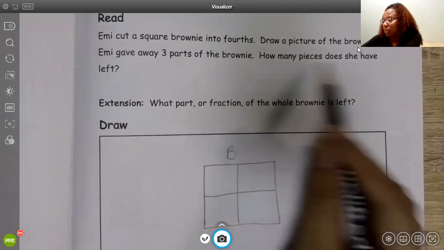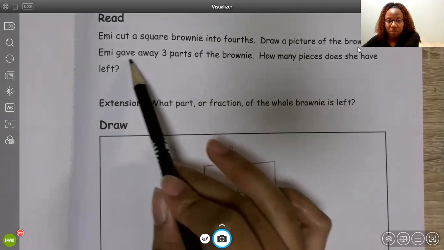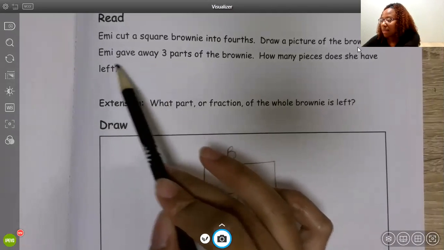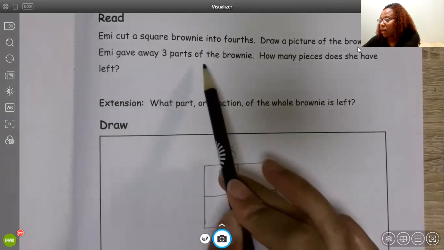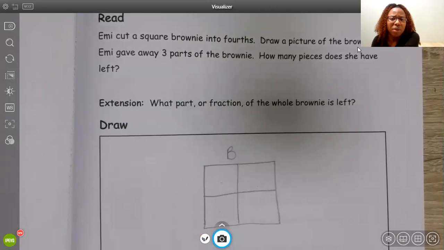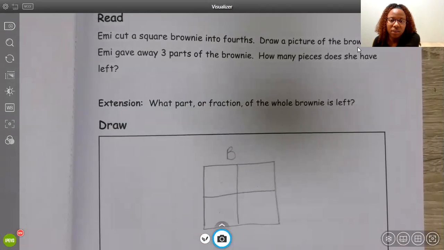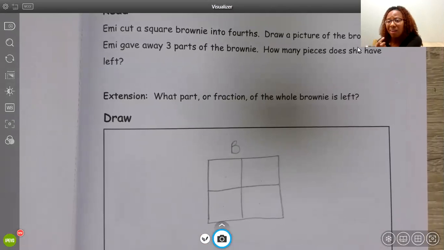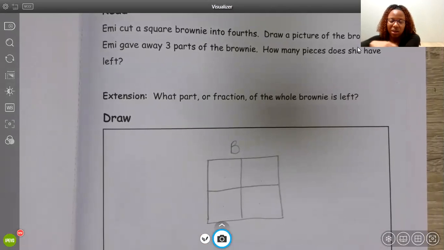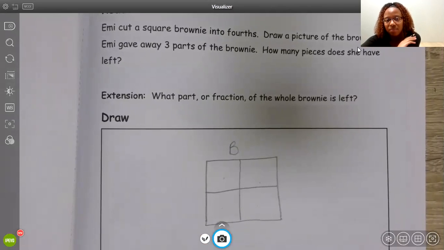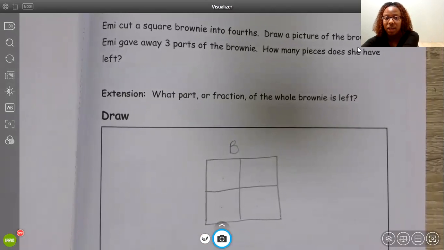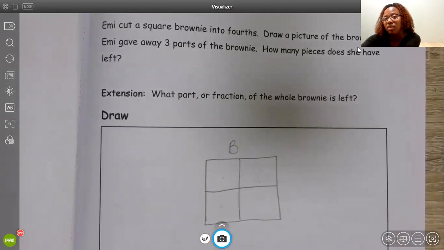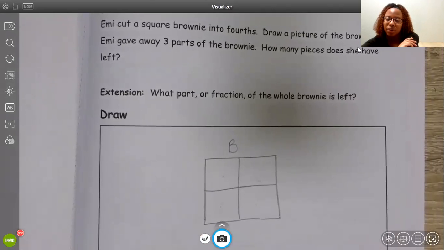We already drew a picture of our brownie. So now we want to go down to the sentence. Emmy gave away 3 parts of the brownie. How many parts did she give away? She gave away 3. How can I show that she gave away 3 in my drawing? I don't want to write a number sentence yet. I just want to show this in my drawing. How can I show it?